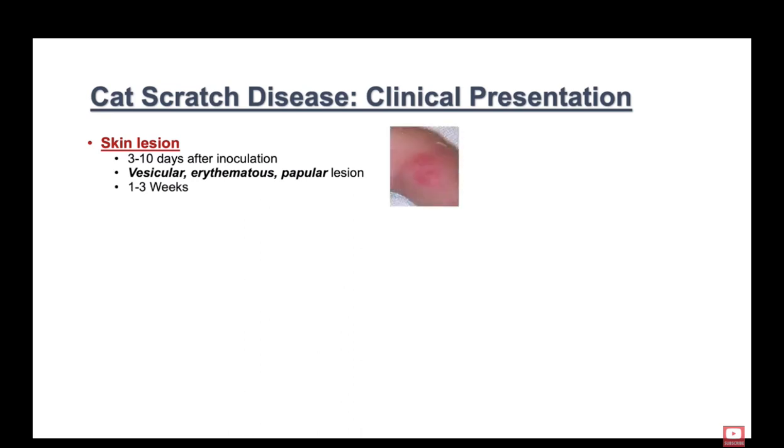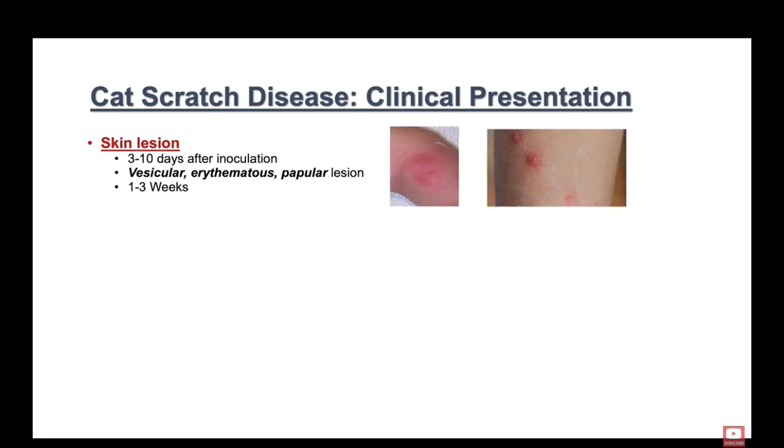So what is the clinical presentation of cat scratch disease? One of the biggest ones is a skin lesion. This makes sense. If we get bit or scratched by a cat, there's a lesion, but there's a particular lesion with cat scratch disease, and it occurs generally 3 to 10 days after inoculation of the bacteria. It leads to a vesicular or an erythematous or a papular lesion, and this lesion will stick around for about 1 to 3 weeks. The lesion looks like this.